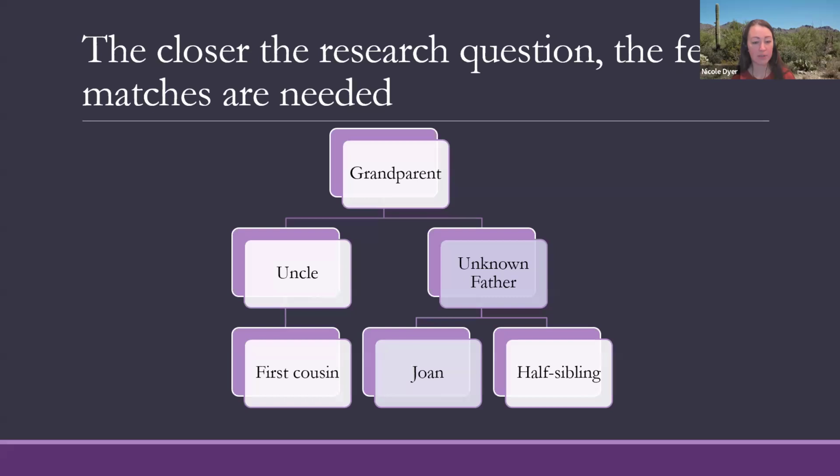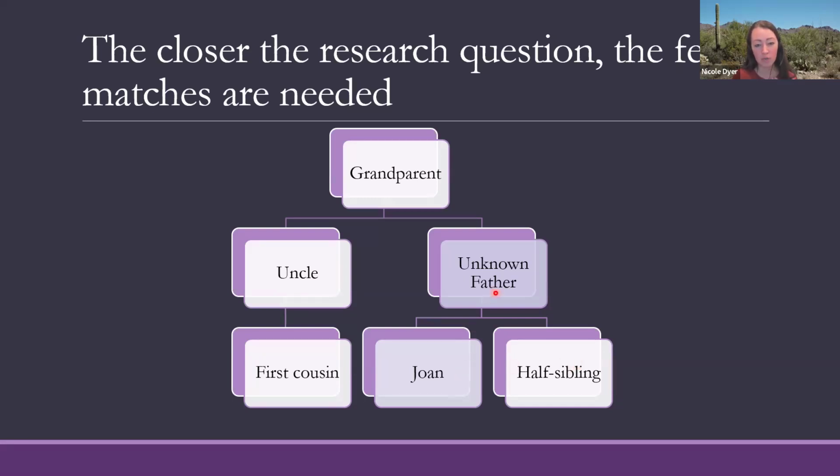So let's talk about this with some diagrams. So the closer the research question, the fewer matches are needed. So let's just pretend that we have a research question and the test taker is Joan, and we want to know who Joan's unknown father is. So this is a very close research question, the closest one you can get, the test taker's parent. And if we get a half sibling match and Joan's half sibling says, "Oh, I know who our father is," then the research question is solved. You only needed one match.